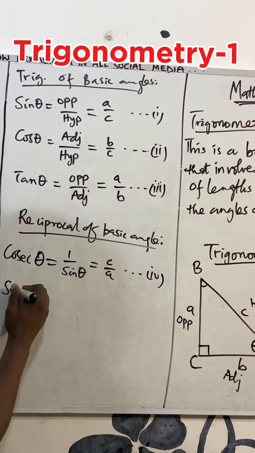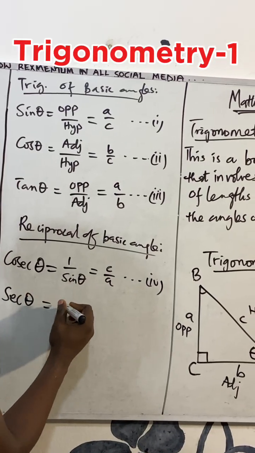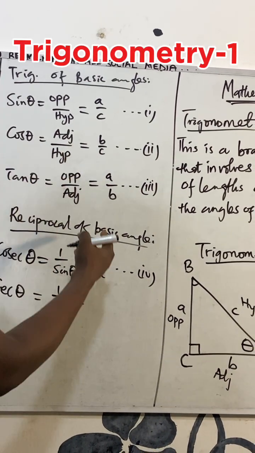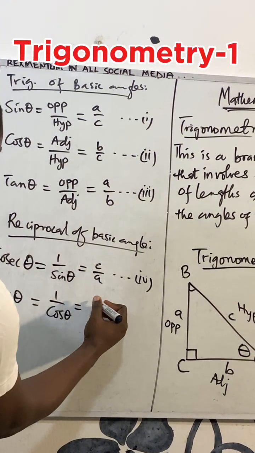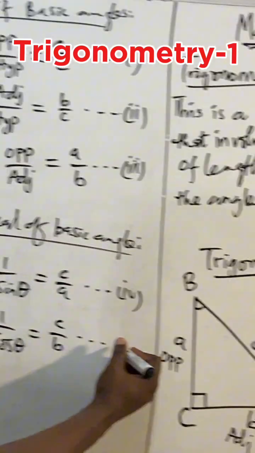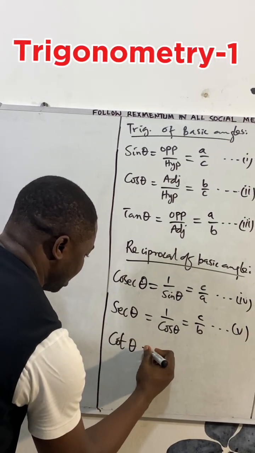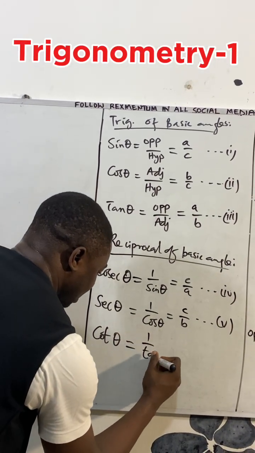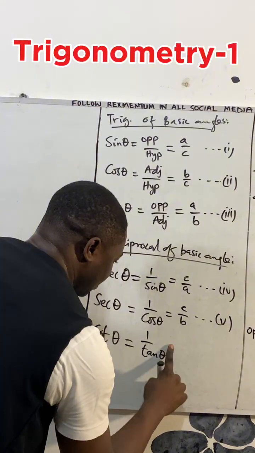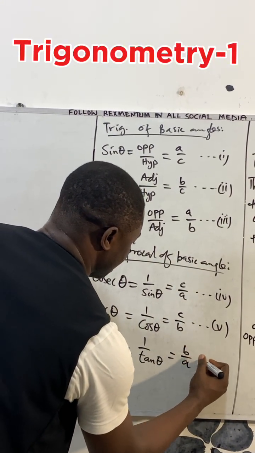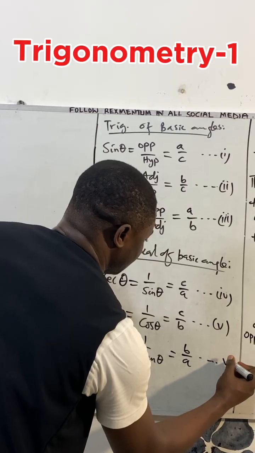Now the same thing, secant theta, that is in short sec theta, 1 over cos theta. That will be the same thing, hypotenuse all over adjacent. Now when you take the inverse, that will be giving you c over b, equation 5. Then lastly we have cot theta. Cot theta, that is cotangent, which is 1 over tan theta. That will be giving us b all over a. That will be our equation 6.